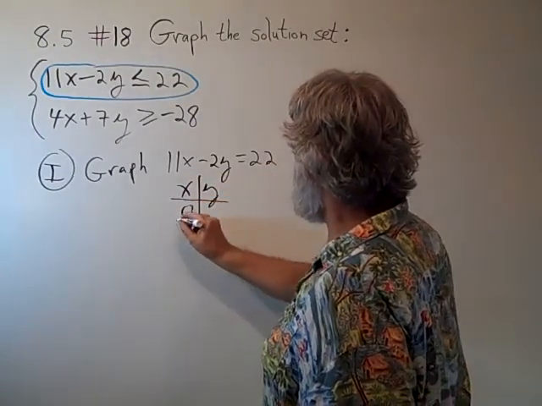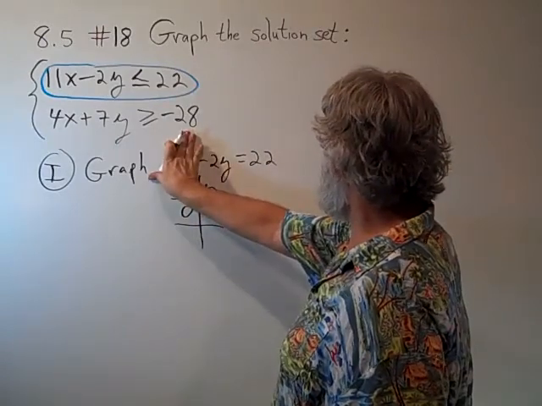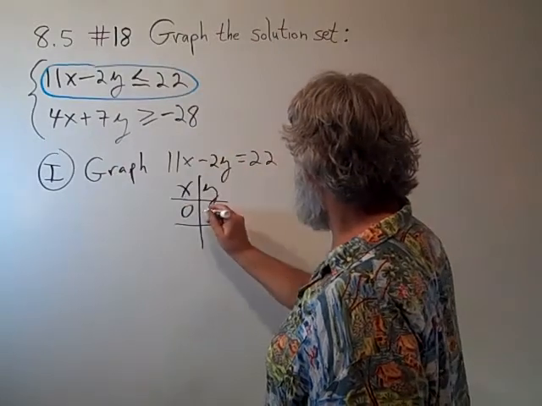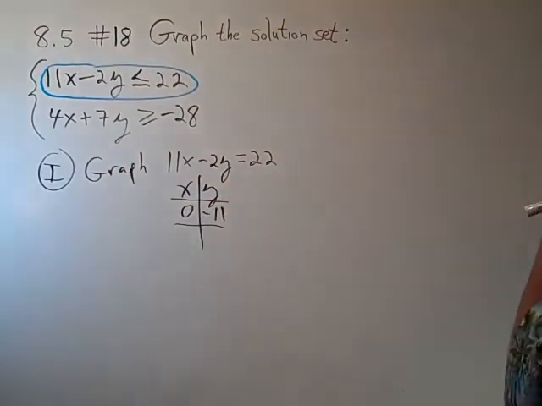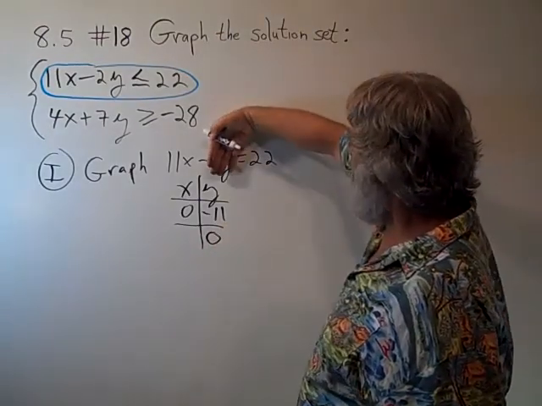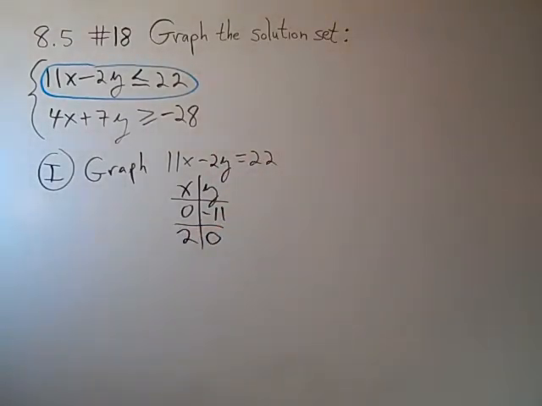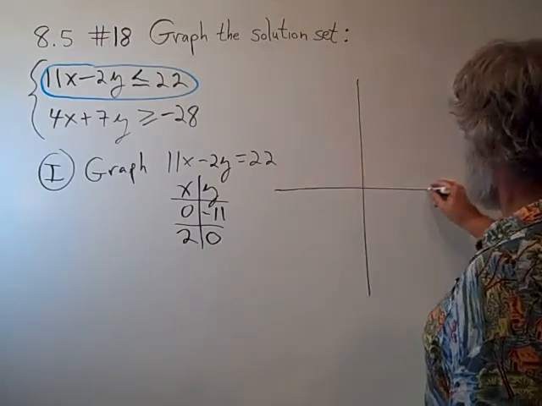And notice that if x is equal to 0, then negative 2 times y is positive 22, so y is negative 11, since negative 2 times negative 11 is positive 22. On the other hand, if y is equal to 0, then 11 times 2 equals positive 22. So we have the 2 points we need to graph this line.